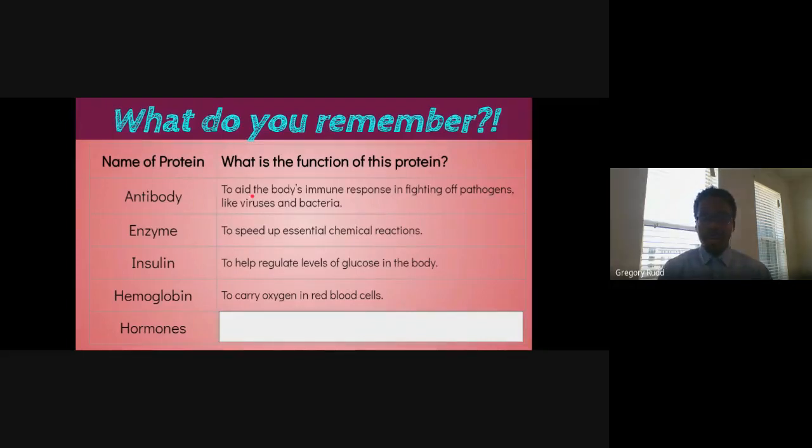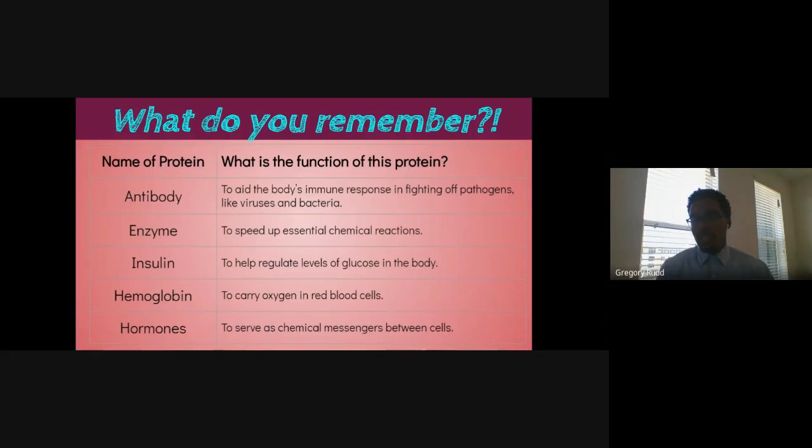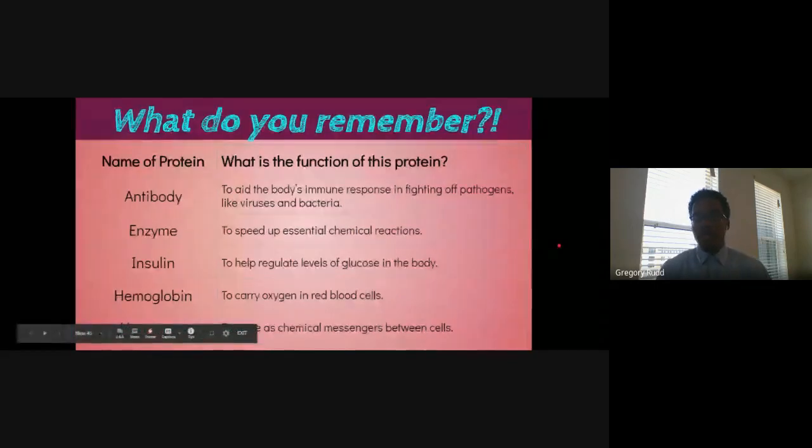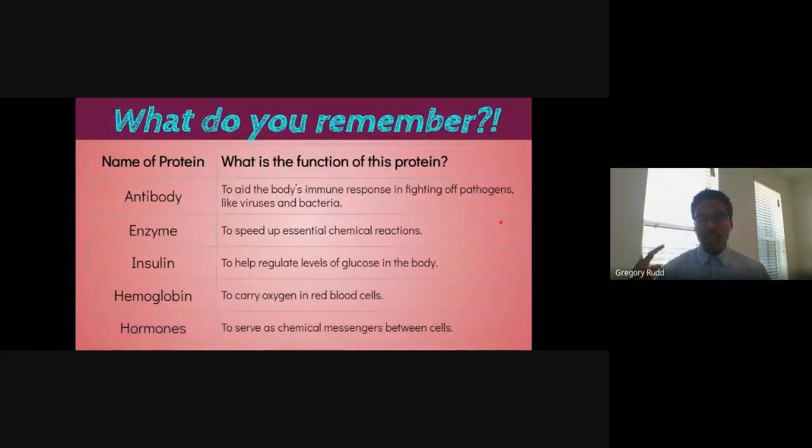Okay, they do regulate in some way. Good job, Jessica. So they serve as the messengers between cells in your body. So you've got specific cells in your brain. There's a region in your brain called the pituitary gland that produces many different types of proteins. Some of those proteins are destined to travel to your reproductive system, just like Jaden alluded to.